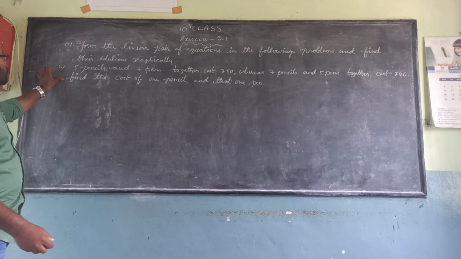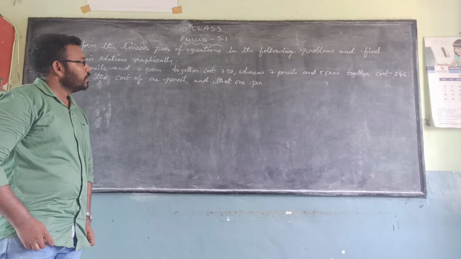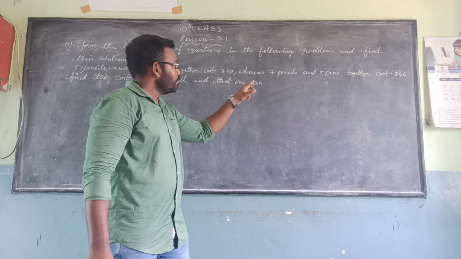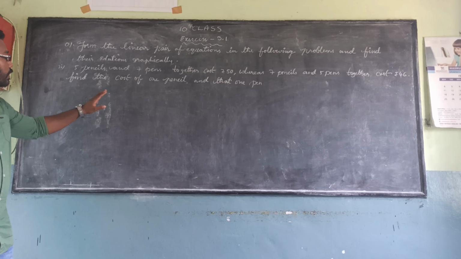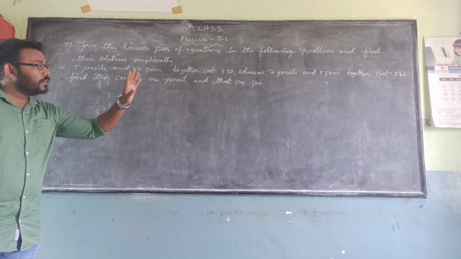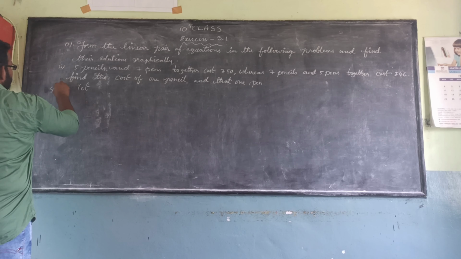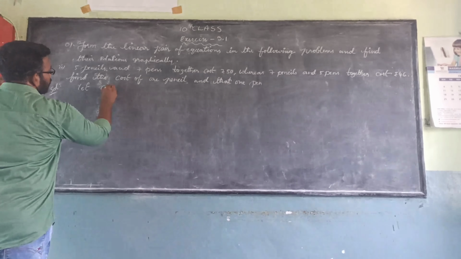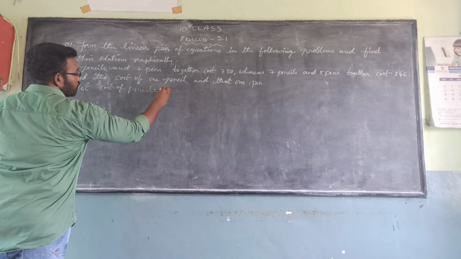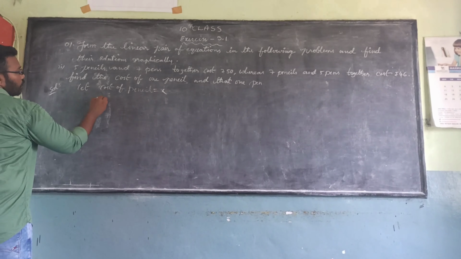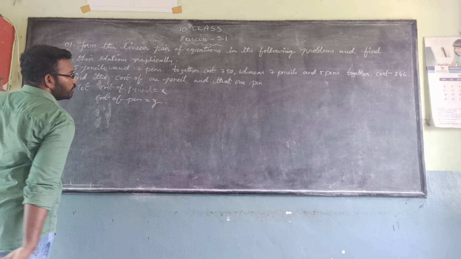Similarly, in the first question, the second one is: 5 pencils and 7 pens together cost 50 rupees, whereas 7 pencils and 5 pens together cost 46 rupees. Find the cost of one pencil and one pen. Here, first of all, solution. Let the cost of a pencil be x and the cost of a pen be y.